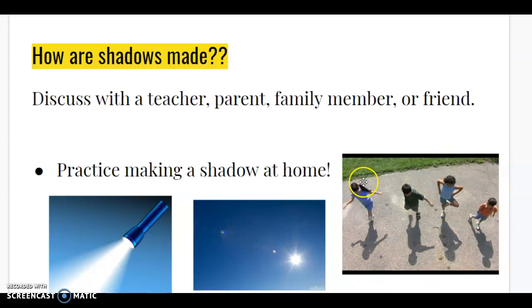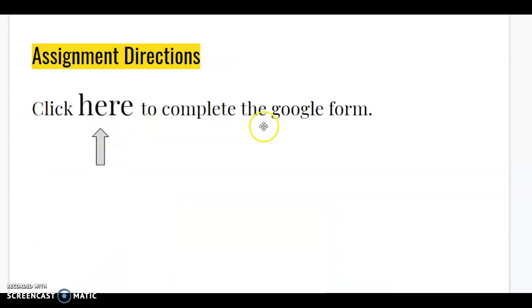Here's a picture of some kids standing outside on the sidewalk with a shadow of themselves in front of them. And I want you to think, why do they have a shadow? What is outside that is causing them to have a shadow? And then you're going to click here to complete a Google form.